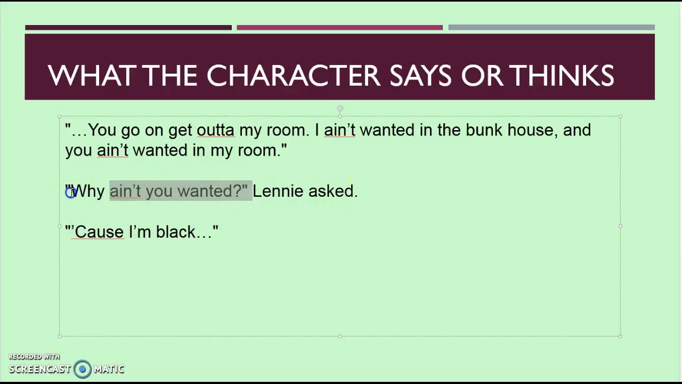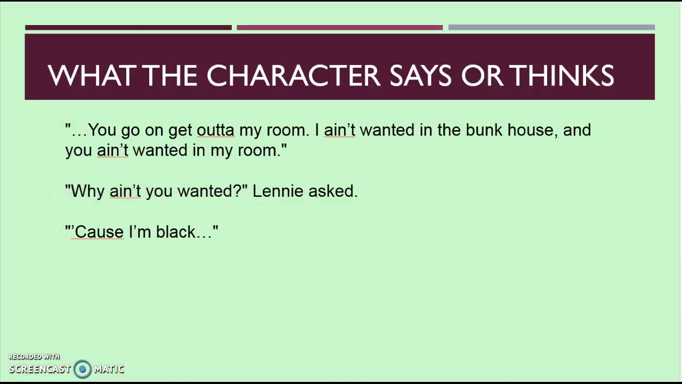Now just through this question, we again get the information about Lenny, but he doesn't really understand what's going on. He doesn't really understand racism. He's too sort of naive for that. He has no idea why Crooks isn't wanted with the rest of them. So again, it's just reinforcing this idea that Lenny isn't quite the brightest button in the box.